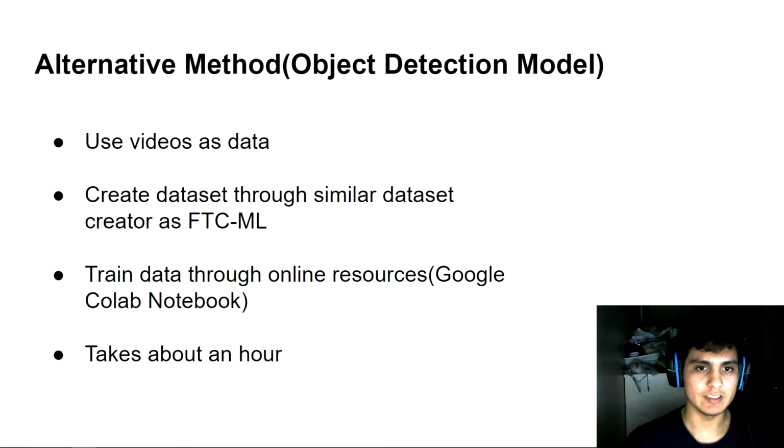It uses video as data, much like the machine learning toolchain, and you can create datasets similar to the dataset creator in the FTC machine learning toolchain. And you can train your data through an online resource, the Google Colab notebook. It usually takes about an hour, with an exception if there are no available GPUs, as you'll see later on.